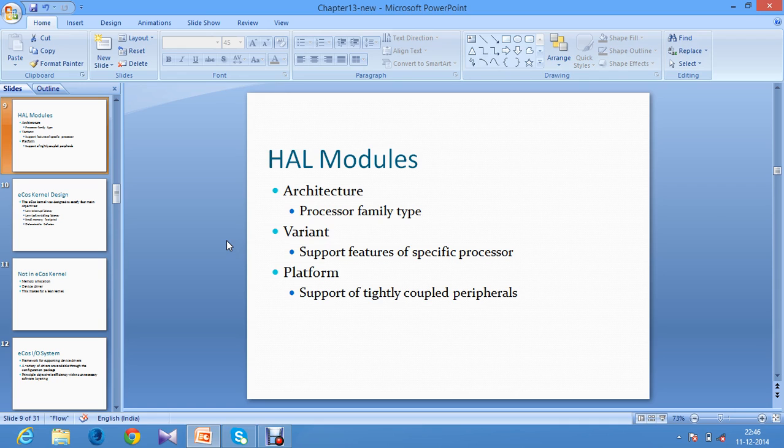The second one is variant. This supports features of a specific processor in the family. An example of a supported feature is an on-chip module such as the memory management unit (MMU). The third one is platform. It extends the HAL support to tightly coupled peripherals like the interrupt controller and timer devices. This module defines the platform or board that includes the selected processor architecture and variant. It includes code for startup, chip selection, configuration, interrupt controller and timer devices.